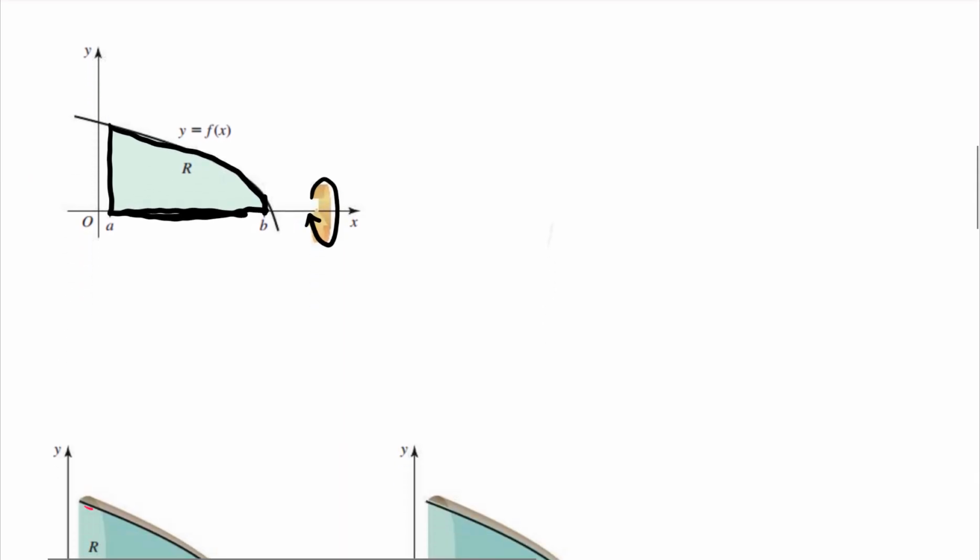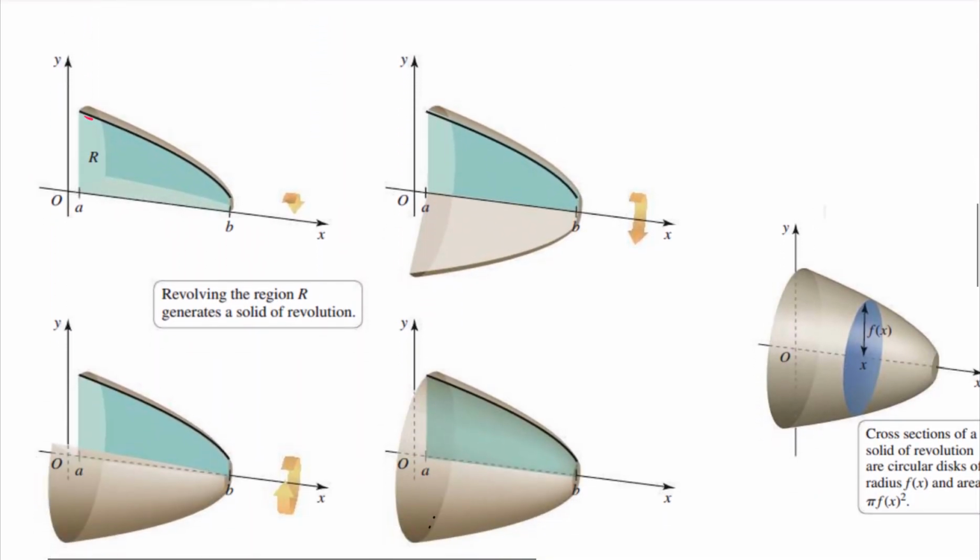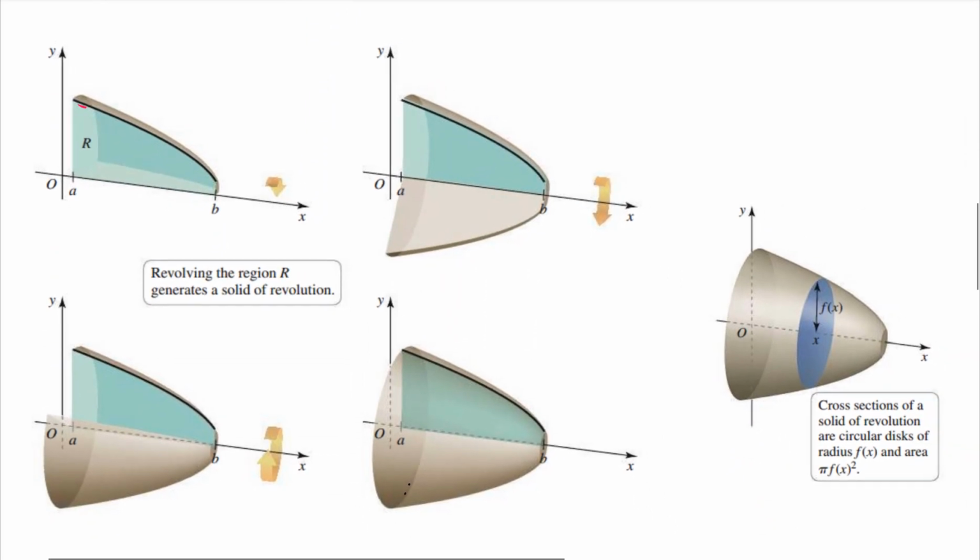So let's see what's happening. All right, there is our function, and we begin to revolve it about the axis. As we continue, it creates some sort of solid that has volume. If you look off to the right, it creates a circle, or a disk, where the radius, r, is always the function.